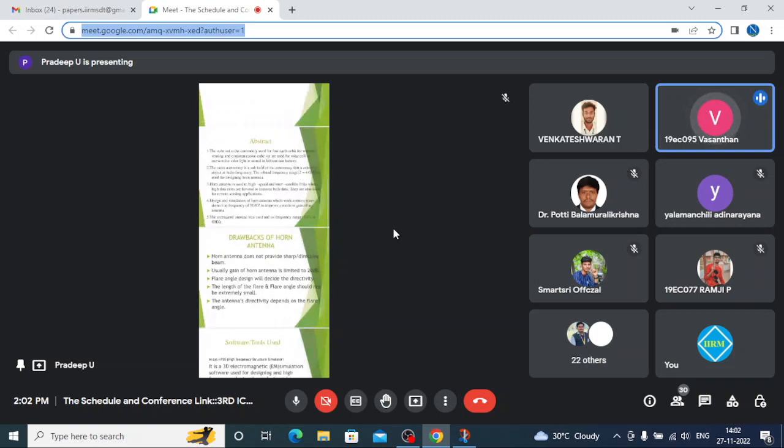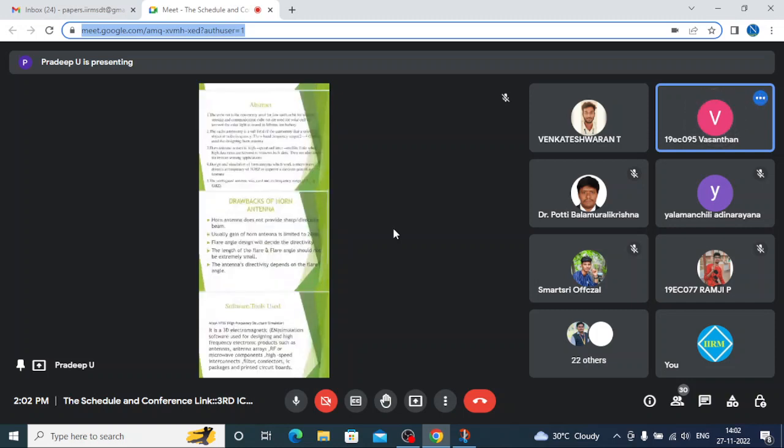Drawbacks of the horn antenna: it does not provide a sharp and directive beam. Usually the gain of a horn antenna is limited to about 20. The flare angle design affects directivity. The length of the flare and the flare angle should not be extremely small. The antenna directivity depends on the flare angle.